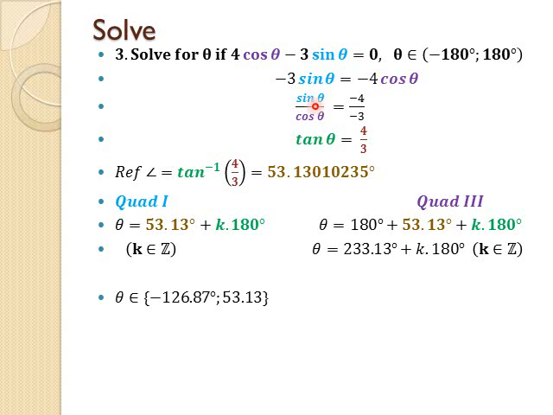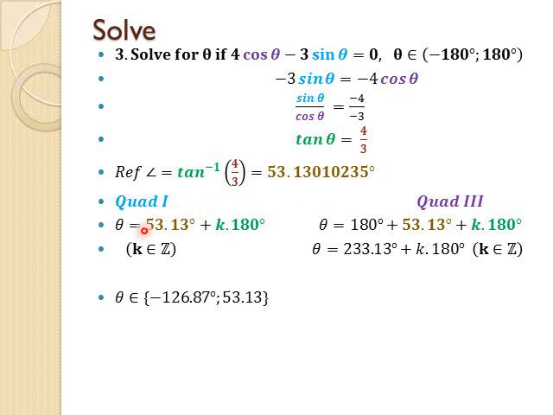So there's sine divided by cos. There I would have negative 4 divided by negative 3. It becomes tan theta equal 4 over 3. And shift tan 4 over 3 gives me a reference angle of 53.13 degrees. Right, tan is positive in the first quadrant where everything is positive, and in the third quadrant where only tan is positive.